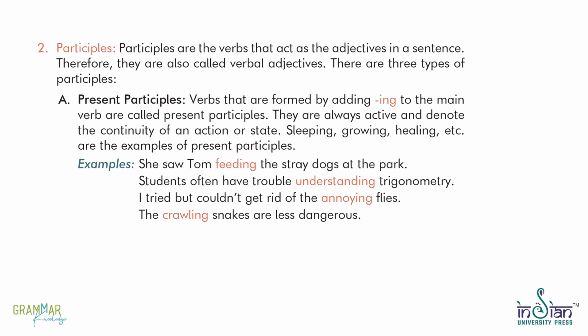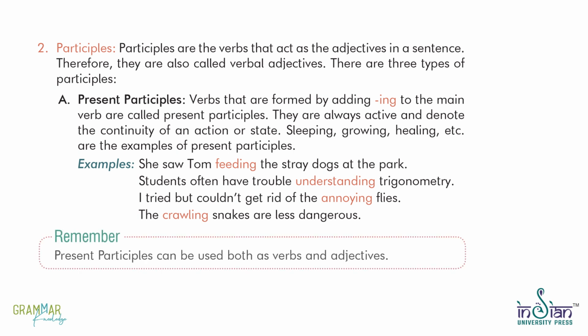Examples: She saw Tom feeding the stray dogs at the park. Students often have trouble understanding trigonometry. I tried but couldn't get rid of the annoying flies. The crawling snakes are less dangerous. Remember, present participles can be used both as verbs and adjectives.